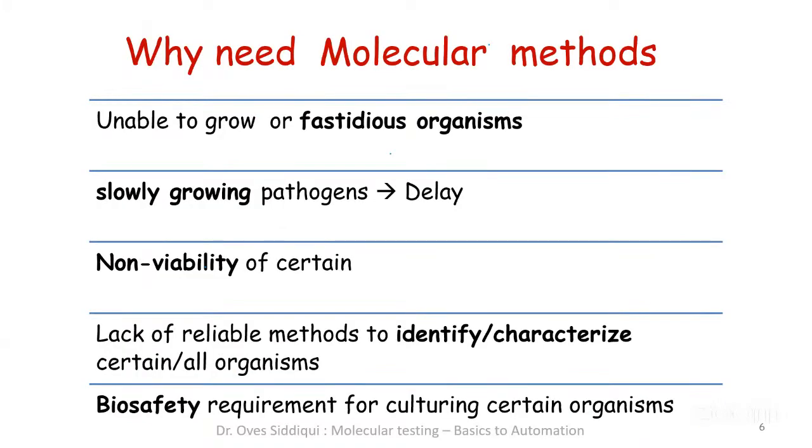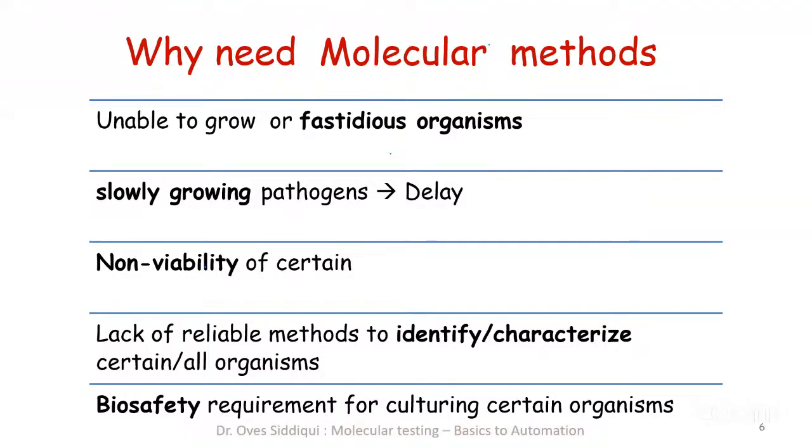Because all the organisms contain DNA or RNA, molecular methods have an advantage over phenotypic methods because every organism has DNA or RNA, and it does not matter whether the organism is fastidious, hard to grow in the lab or not, or how much time it takes to grow. It is slow growing or fast growing. Molecular tests bypass all these issues and give us faster and more direct results. And molecular methods are also capable of characterizing and identifying organisms better than phenotypic methods.